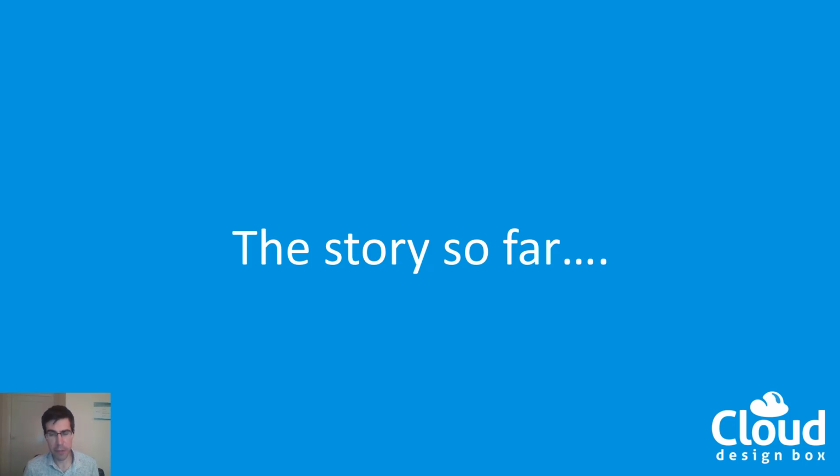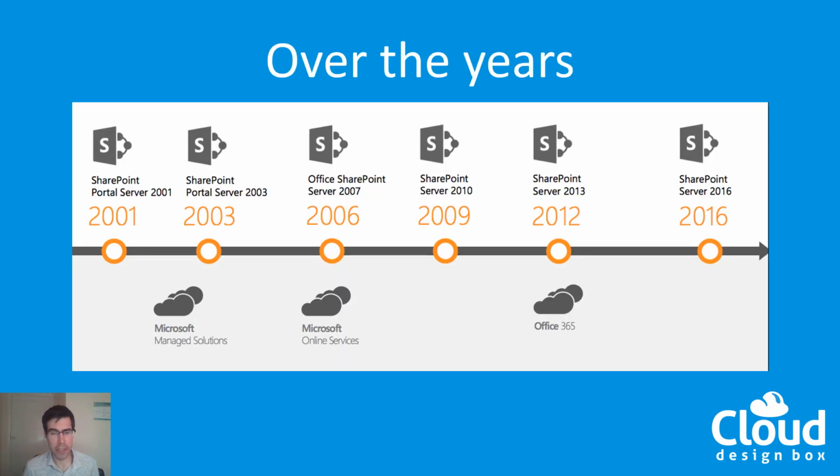So my story so far. This is the timeline of SharePoint and how it's developed over time, the different versions. So I joined this timeline with SharePoint Server 2003. Back then, I used some very primitive techniques to apply designs to sites. And over the years, SharePoint 2007 was a new version, new techniques, same with 2010, 2013, and then 2016 and onwards with the new experience.